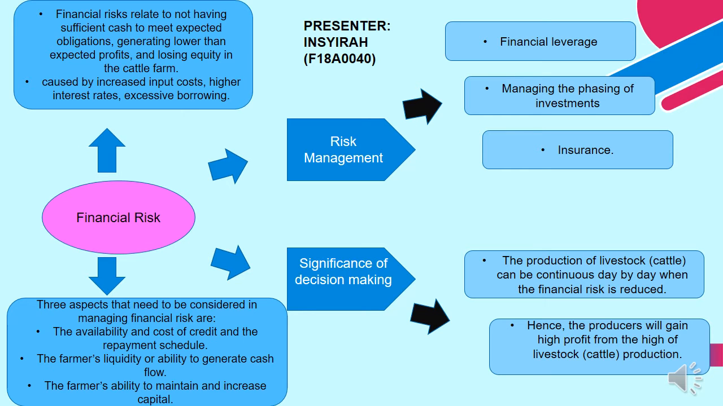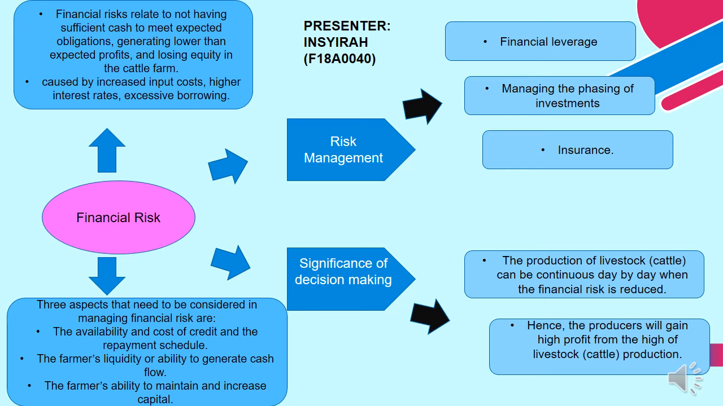For risk management, first is financial leverage. Financial leverage refers to the use of borrowed funds to help finance the cattle farm business. A higher level of debt relative to net worth is generally considered riskier. The optimal amount of leverage depends on several factors including farm profitability, the cost of credit, tolerance for risk, and the degree of uncertainty in income.